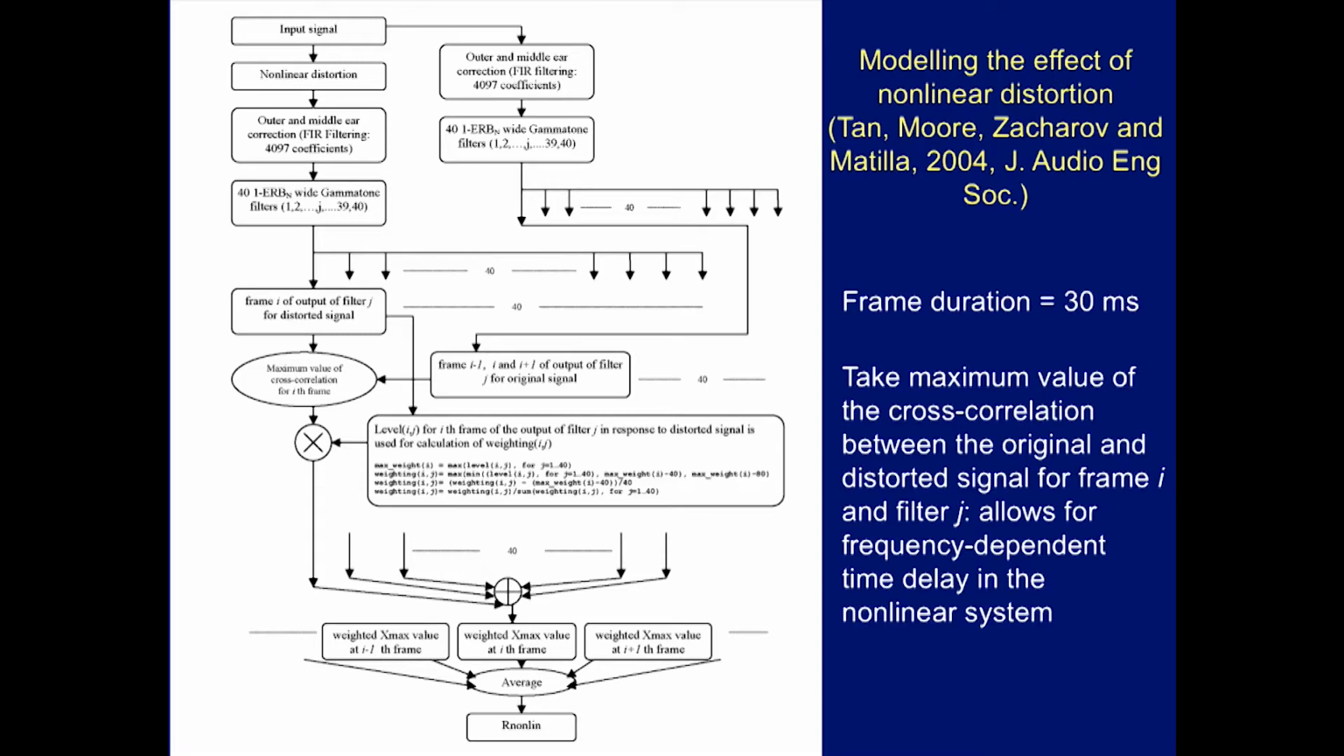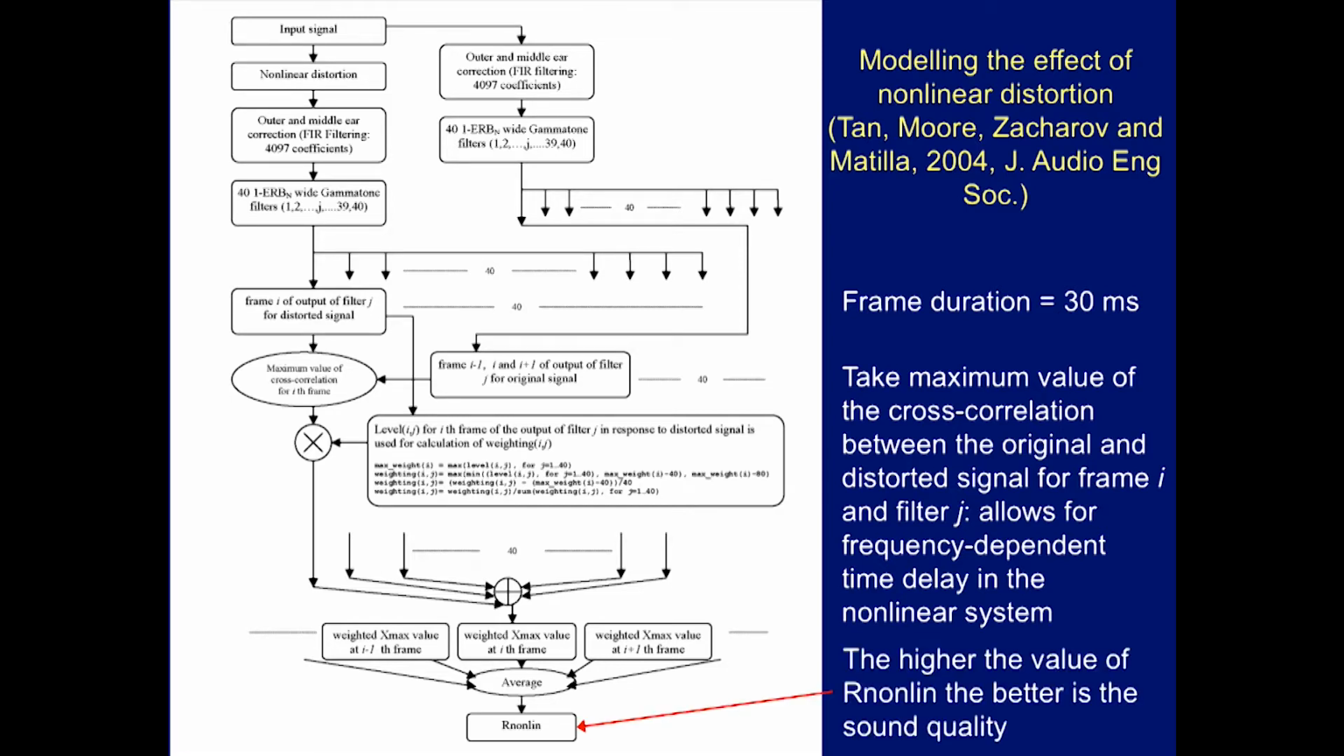So, just to summarize that, we use a frame duration of 30 milliseconds. We take the maximum value of the cross-correlation between the original and distorted signals for frame i and filter j. And this allows for any frequency-dependent time delays in the nonlinear system. And we get this overall quantity R_nonlin, and the idea is that the higher R_nonlin is, the better is the sound quality. So this is a kind of correlation-based measure. High correlation is good, and so we're looking for a high value of R_nonlin to go along with high sound quality.